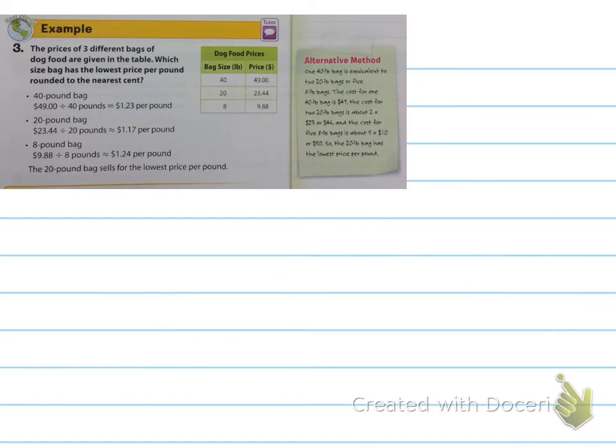Example number 3 says the prices of different brands of dog food, or different size bags of dog food, are given in the table. So what I want you to do, so that you're not copying this whole thing, is transfer this table onto your piece of paper, and we're just looking for the better buy. Okay, so better buy, and you're going to transfer that table onto your piece of paper. So pause the video if you need to.